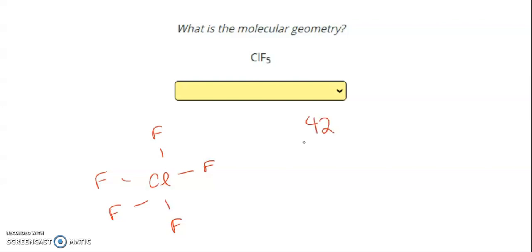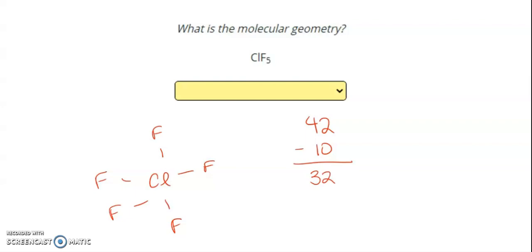Now I drew my skeleton over here, and I see that I have 5 bonds. All of those 5 bonds hold 2 electrons. So that's 10 total electrons already drawn in bonds. That means I have 32 electrons, 42 minus 10. So I'm going to have 32 electrons that I still need to distribute.